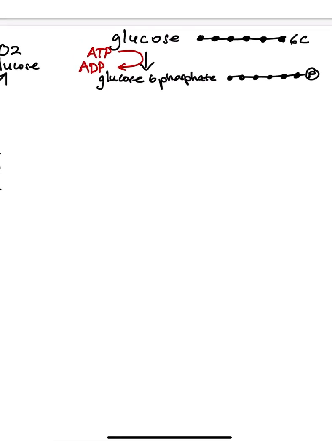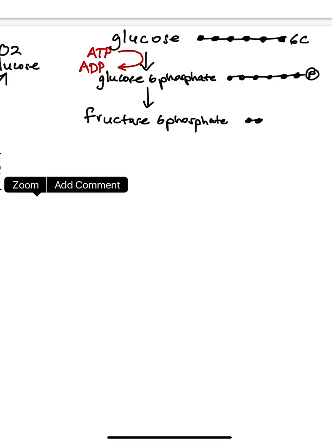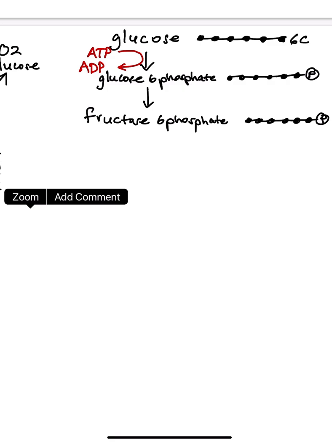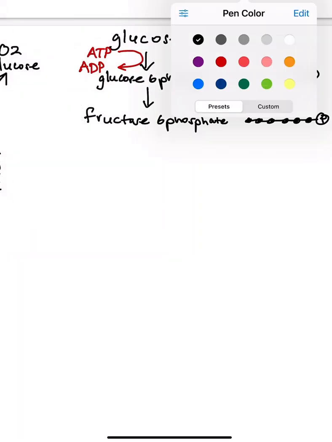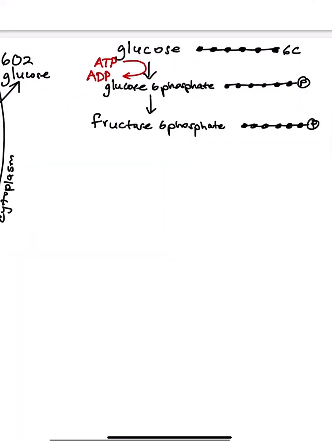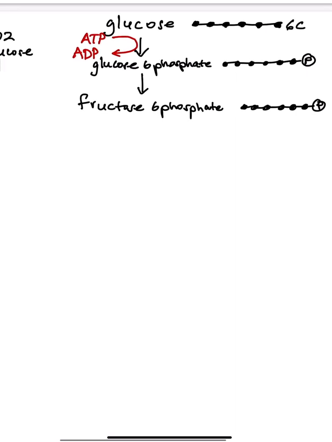Next up, we'll see that glucose 6-phosphate will be transformed into fructose 6-phosphate. It is still a carbon 6 molecule, and it still has that phosphate group attached to carbon 6. Now, in this simplified video discussion, I am not going to look at all the enzyme names, all the enzymes that are required in this process. We're just looking at the basic steps in this video.